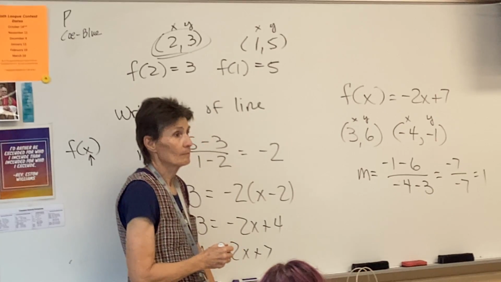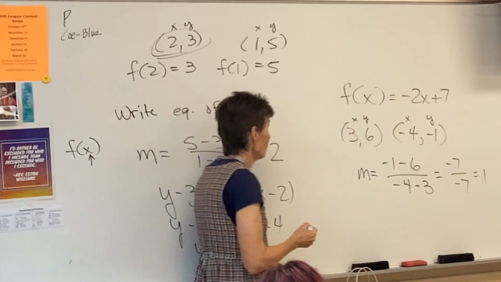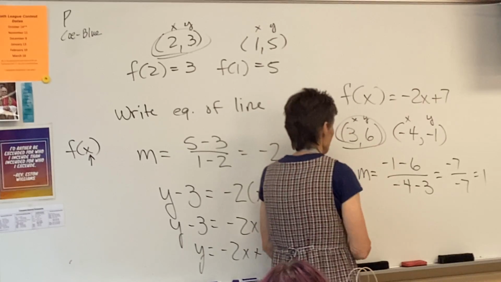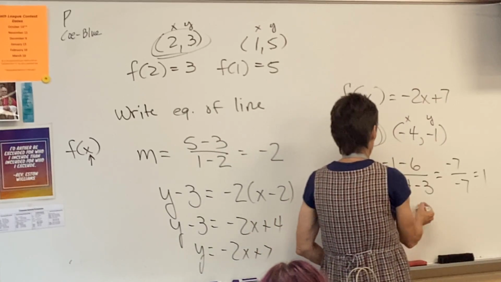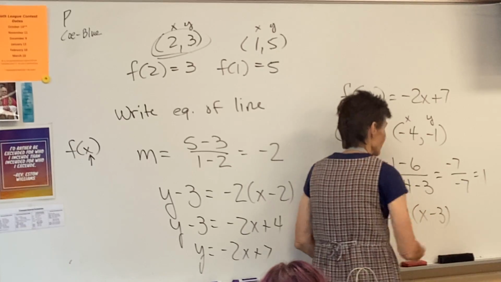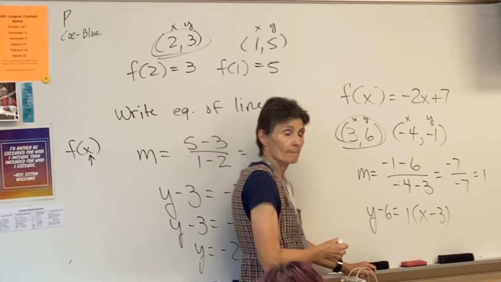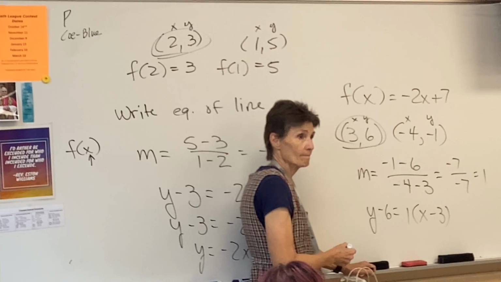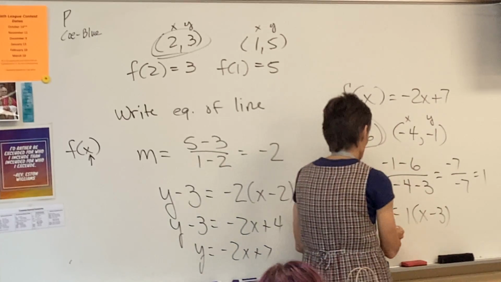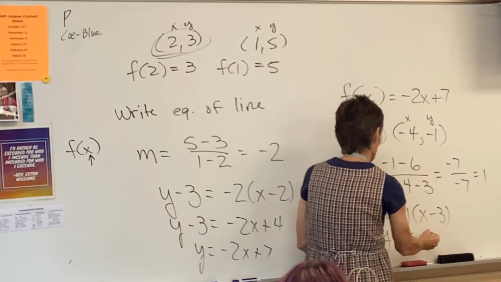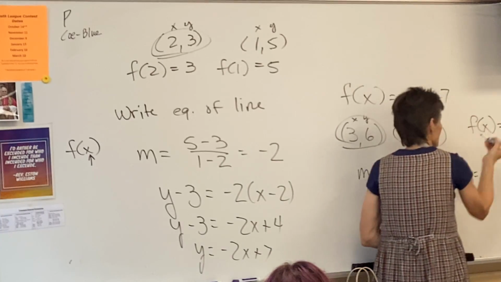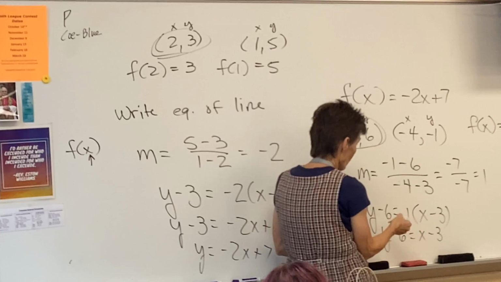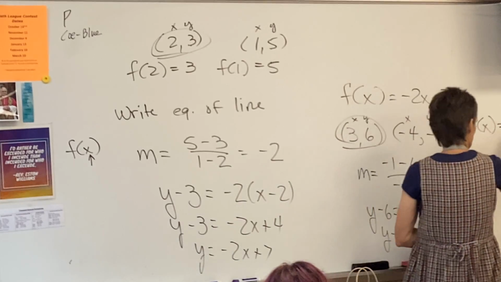Alright, then what? You're not done? You used the plus. Pick a point. I'll just use this one. Y minus 6 equals 1 times x minus 3. So y minus 6 equals x minus 3. And then we're going to write it as a function because that's what the directions said. So y equals x plus 3.